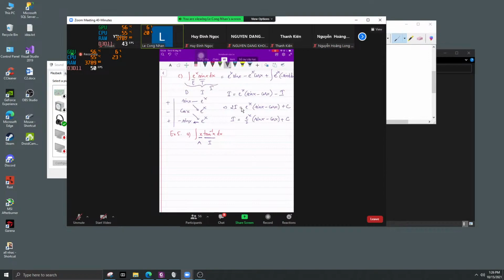So apply the DI method. We get DI with the inverse function. Here we have x. Differentiating the inverse function, we get 1 over 1 plus x squared. Integrating x, we get x squared over 2. So multiply this, with a plus sign, minus sign.